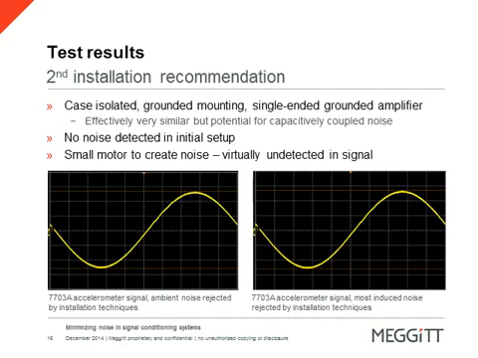On the second installation, it's very similar, except we went with a case-isolated accelerometer with a grounded mounting, single-ended grounded amplifier. Effectively very similar, but potential for capacitive coupled noise is there. The electrostatic noise can get in through the line.